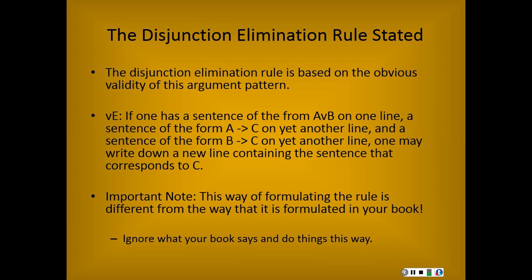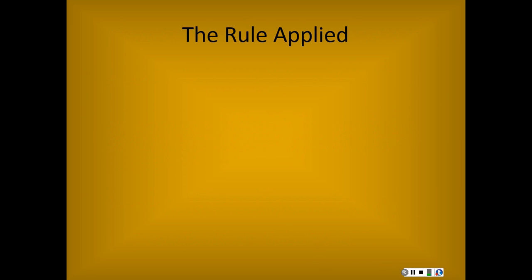One is that I would like to go ahead and preserve the rule of conditional proof as our sole means of eliminating dependence on assumptions. And my way of formulating the rule of or elimination does that, but your book's way of formulating it does not. Another reason is that I actually think that my way of formulating the rule is much easier to understand and much easier to apply and to combine with our previous strategies for constructing proofs. But okay, let's go ahead and look at an example of the rule applied.